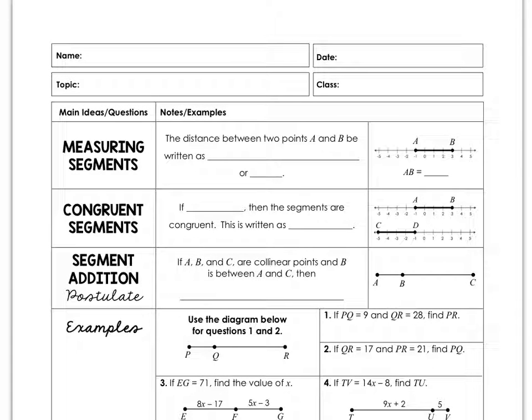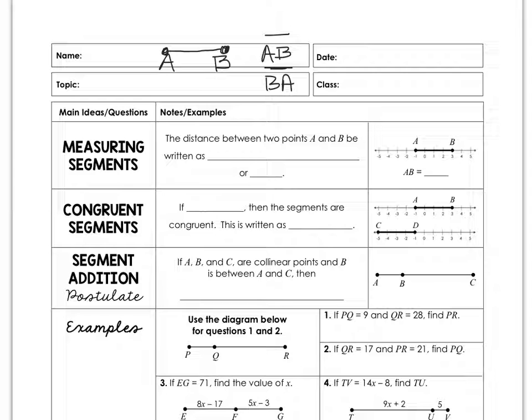Okay, this is the segments and midpoint video. First thing, let's define what a segment is. A segment is basically an object that has two endpoints, no arrowheads, and it is named by two endpoints with segment notation above.